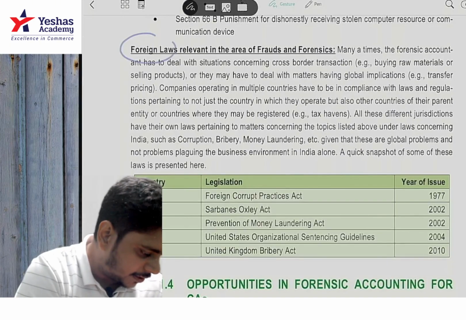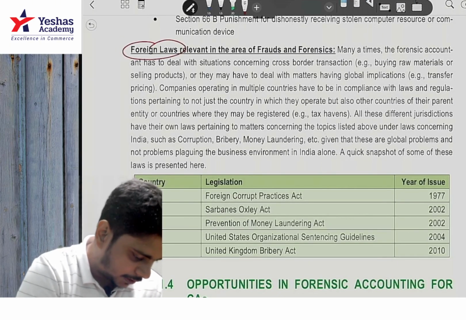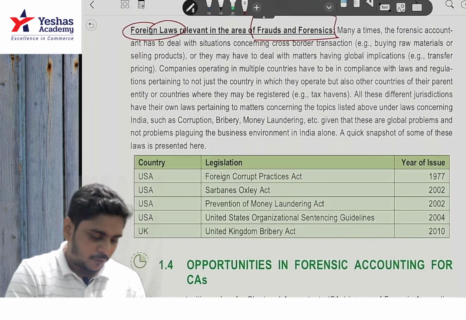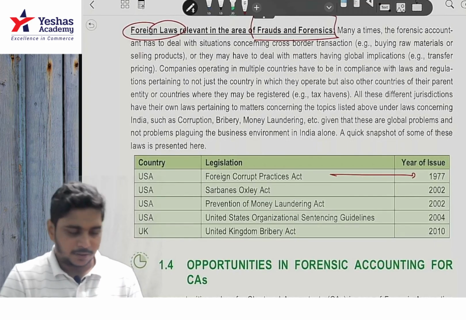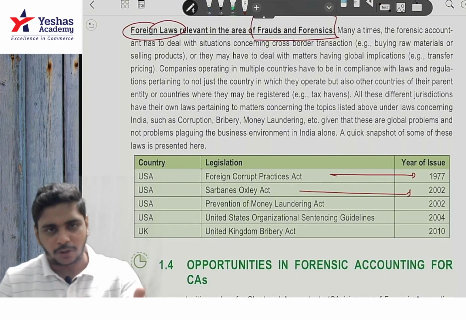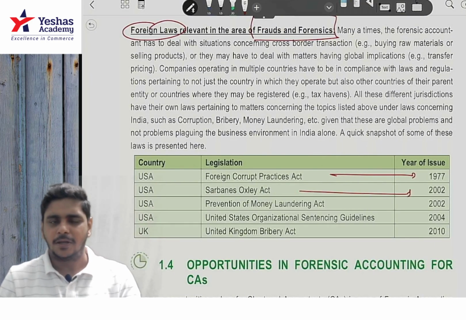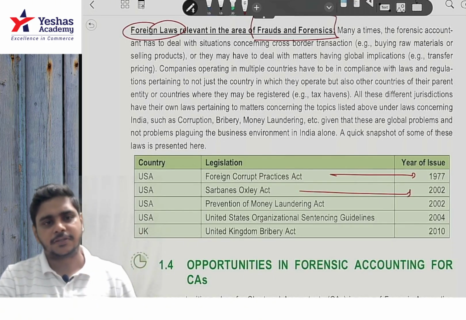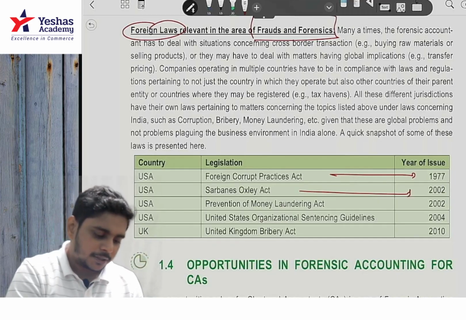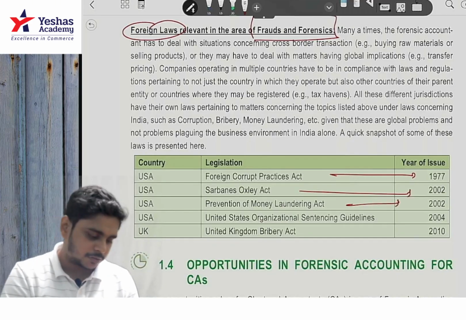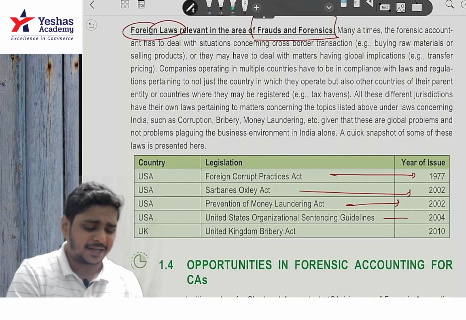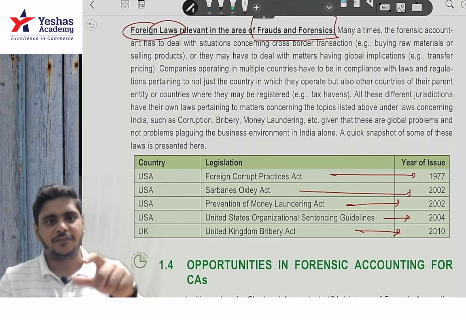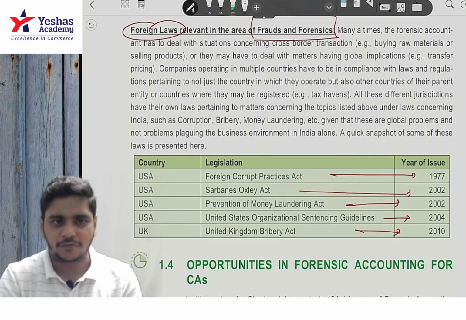Now, foreign laws relevant in the areas of frauds and forensics. What are the different laws? Foreign Corrupt Practices Act, Sarbanes-Oxley Act. This you will do in audit. We just have a reference in the actual audit paper. Previously, long back, we had a proper act, Sarbanes-Oxley Act. Now, instead, they have just given an overview of the Oxley Act. Money Laundering Act was there in law long back, 2002. United States Organization Sentencing Guidelines, some guidelines are there, and the United Kingdom Bribery Act. So these acts are also relevant in India. So 4 are of the US and 1 is of the UK. Total 5 foreign acts are there.